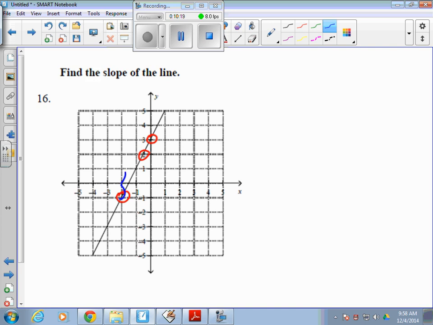Up 1, up 2, up 3, up 4 is positive 4. To the right once, to the right twice, positive 2. 4 divided by 2, we know the slope for this one is going to be 2.